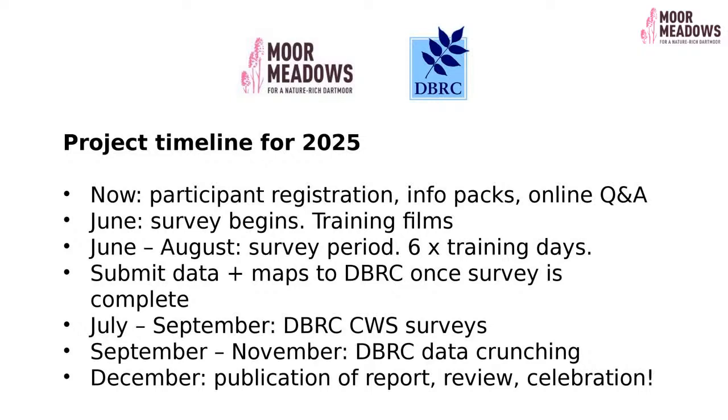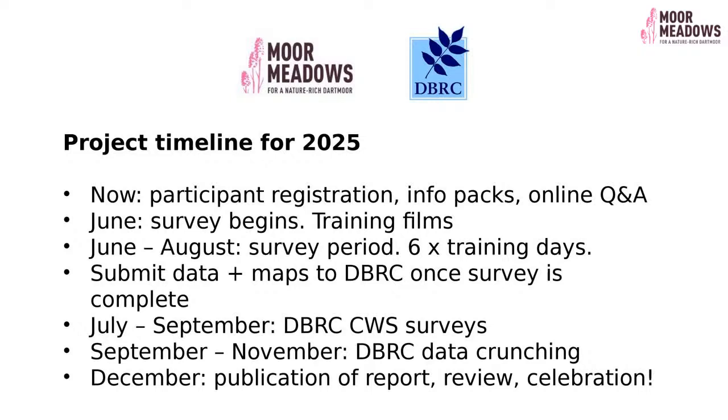can. The survey period is from June until August. Now, a lot of meadows are going to be at their best in the latter part of June and the early part of July, but that's not always the case. Some culm grasslands, for example, could be much better July, August time. You know your meadows best. You know when they are at their best.